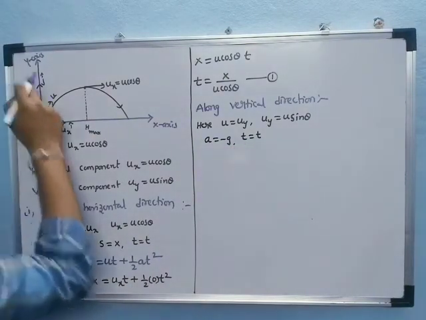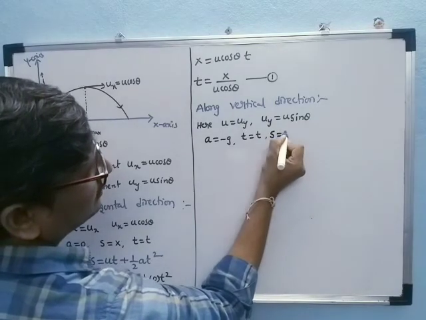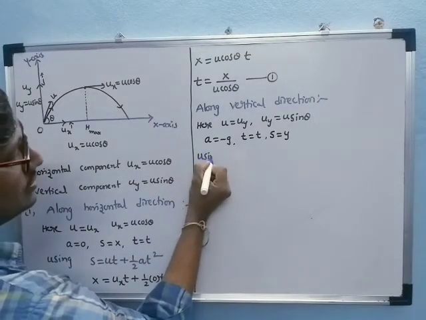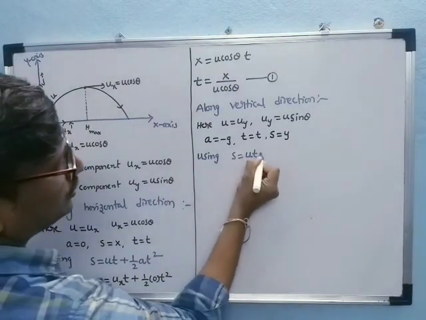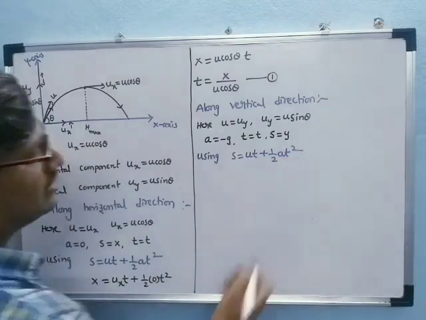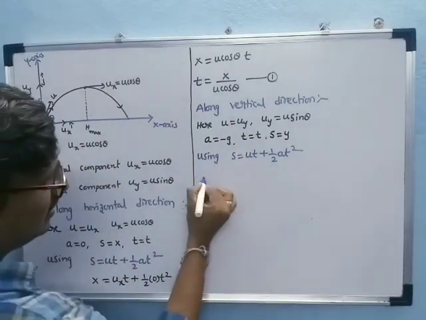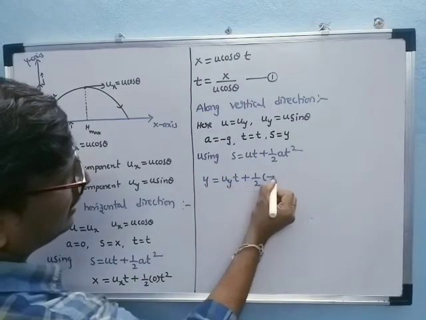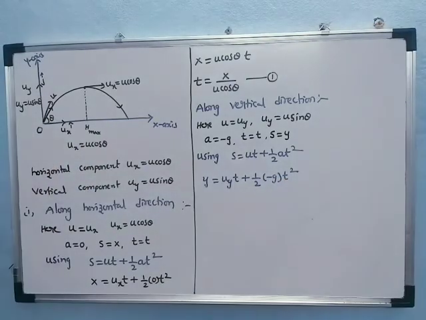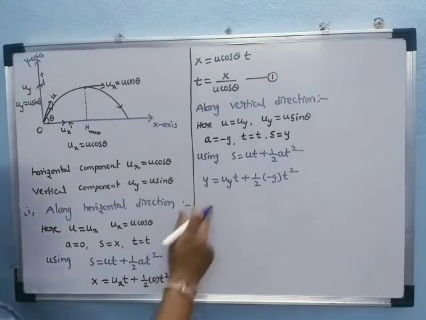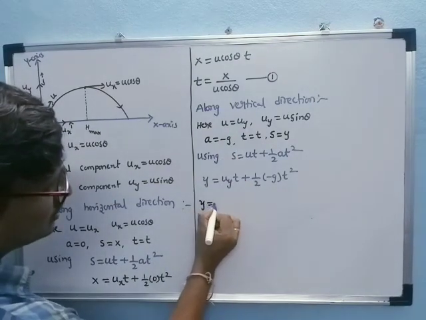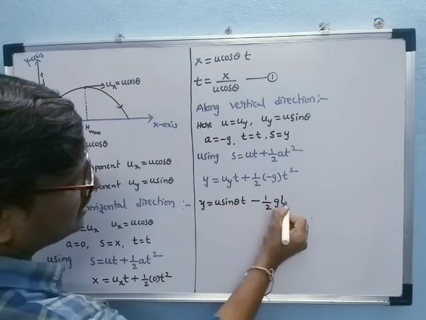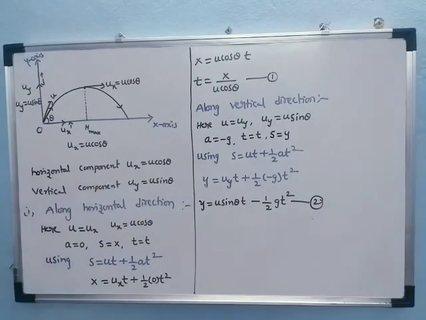And the displacement along the y direction, we consider s as y. Using which formula? Again the same formula, s is equal to ut plus half at square. Then substitute s is equal to y, u is equal to uy, in time t plus half into minus g into t square. So y is equal to u sin theta into t plus half into minus of g t square. This is considered equation number 2.